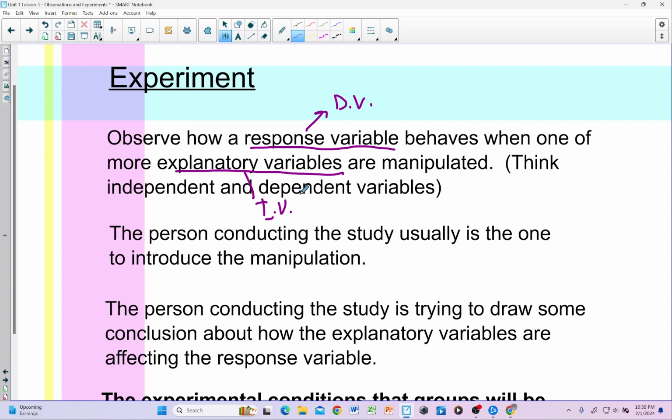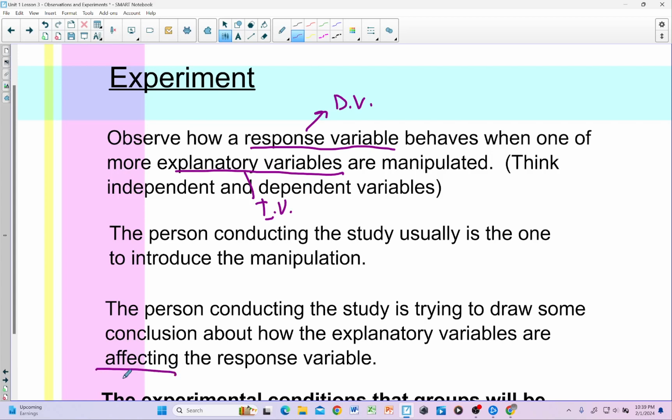Now, the person conducting the study is usually the one to introduce manipulation, but it doesn't have to be. We'll talk about that a little bit later on, something called blinding. But generally, the person who orders or conducts the study is trying to draw some conclusion about how the explanatory variable is affecting the response variable, and that's affect with an A.